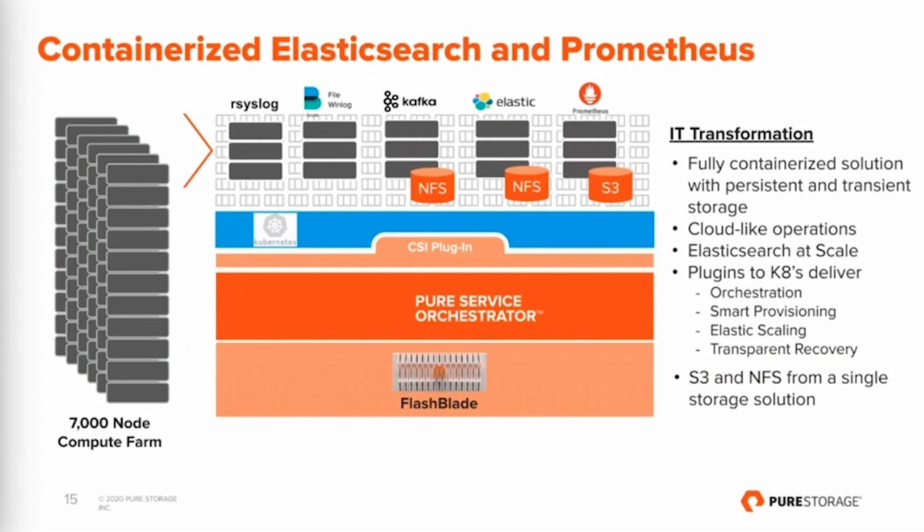This is an example of a customer, if you don't want to listen to what Pure uses it for. This is a customer that uses a FlashBlade with Pure Service Orchestrator in order to mount and log everything that's going on in a very large compute farm, if you see that number there. Their comment was, it just works. They POC'd the FlashBlade and it just works.